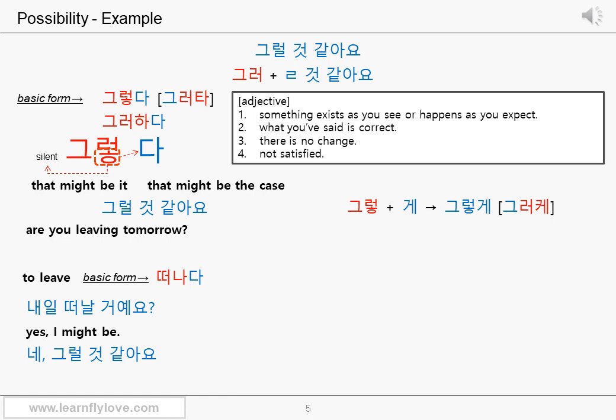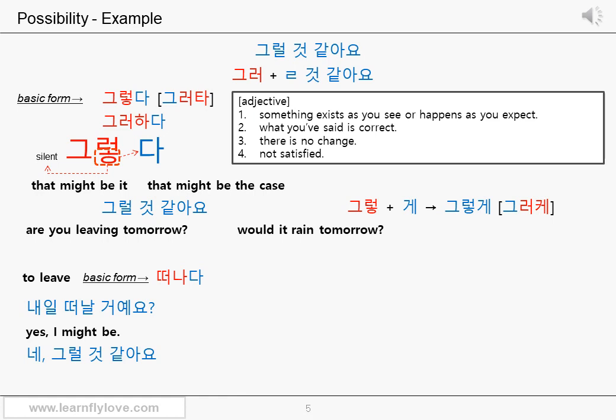Yes, 네. I might be. 그럴 것 같아요. 네, 그럴 것 같아요. What you've just said might be correct. 네, 그럴 것 같아요. It might be the case. Okay? Now do you understand how you use this phrase? Okay, very good. Let's see more examples.